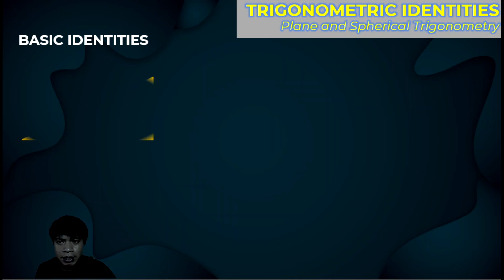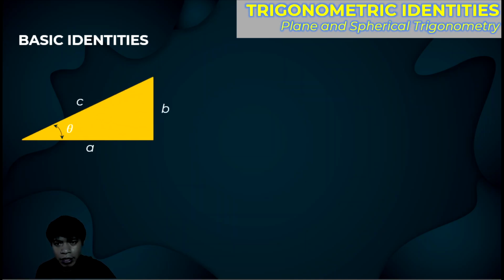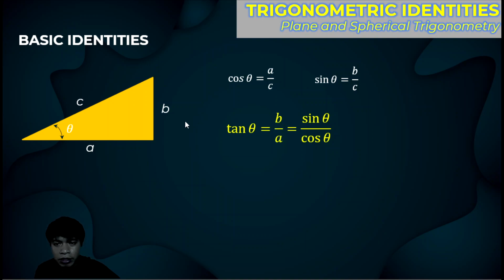So bali yung basic identities guys, alam naman natin, pwede lang natin silang derive from a right triangle, such as for example ito yung theta, ito yung a, ito yung b, tsaka ito yung c. So ibig sabihin guys, yung cosine theta dito is adjacent over hypotenuse which is a over c, and yung sine theta dito is b over c. So bale, yung tangent theta natin dito is b over a, or that is sine theta over cosine theta. Alam na natin to.